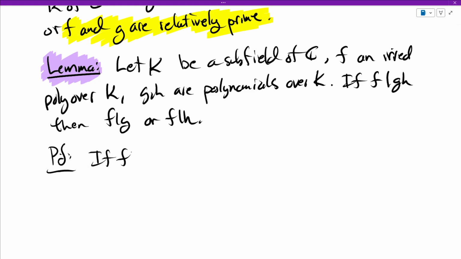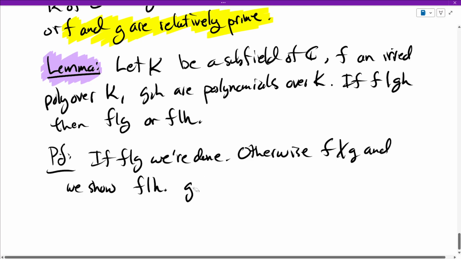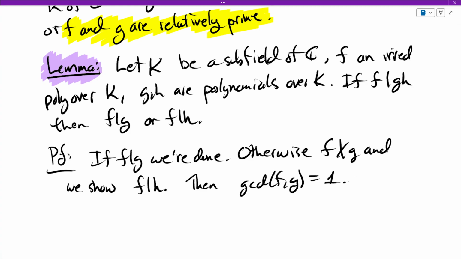Well, if F divides G, we're done. Otherwise, F doesn't divide G, and we show F divides H. Great. The GCD of F and G is 1. All I'm saying is the GCD is a non-zero constant. The GCD is only unique up to a constant. You can always divide by the leading coefficient to make it 1.